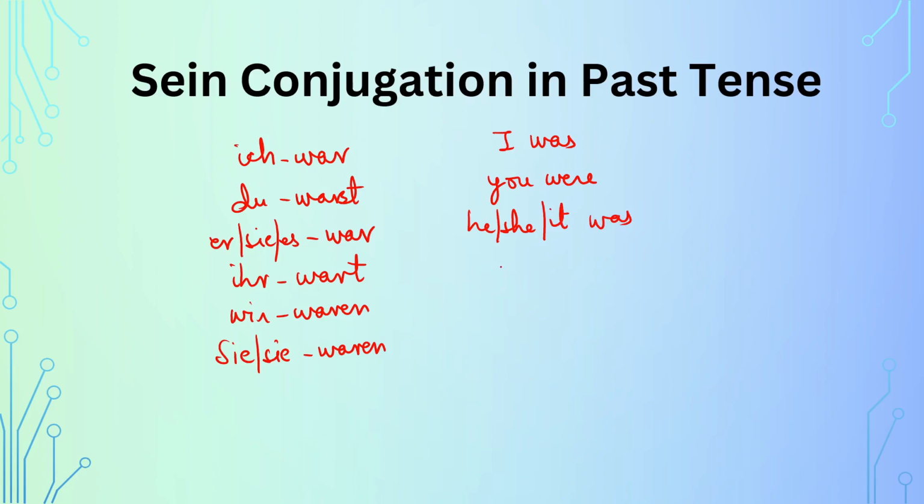Ihr wart means you were, wir waren, we were, and Sie with capital S, you were, and with small s, it is they were.